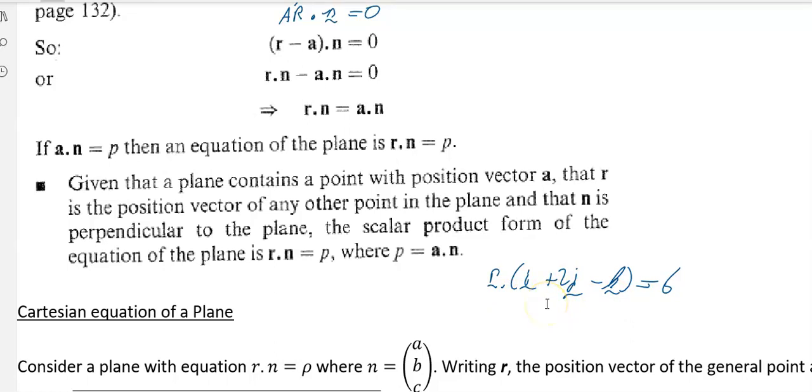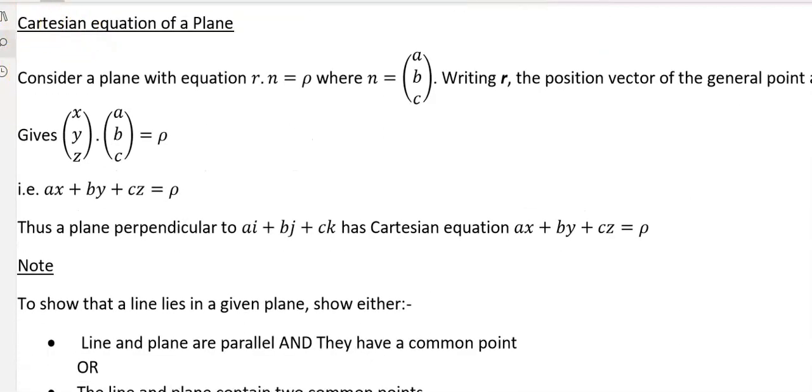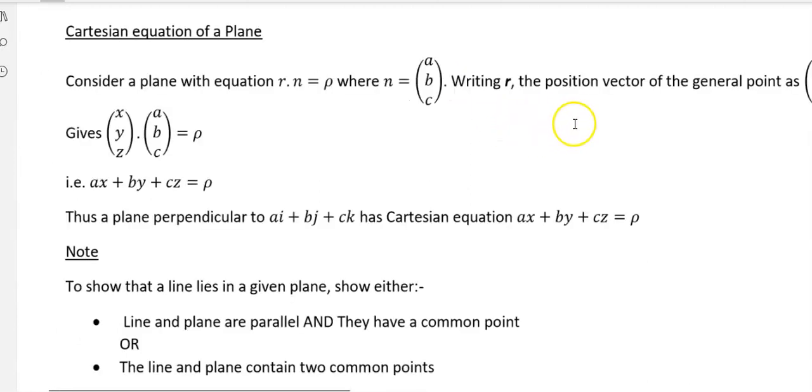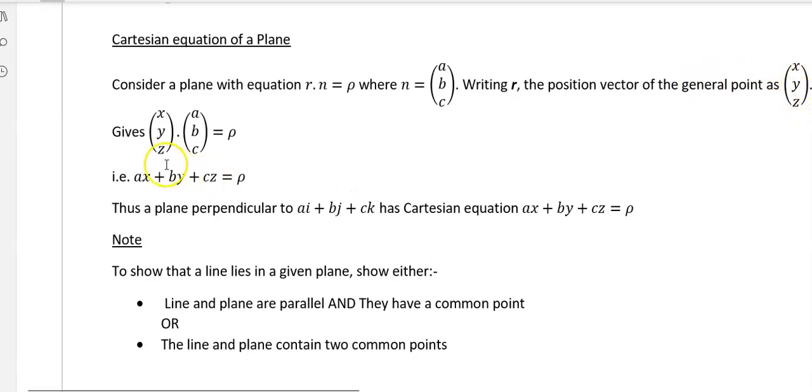Okay, we're going to look now at the Cartesian equation of a plane. So going from what we've just done, how we get to the Cartesian equation of a plane, which involves x, y, and z. Okay, this is very, very easy. So consider a plane with the equation r dot n is equal to p, where your normal is (a, b, c) written as a column vector, and you write your r as (x, y, z), then this is r dot n is equal to p.